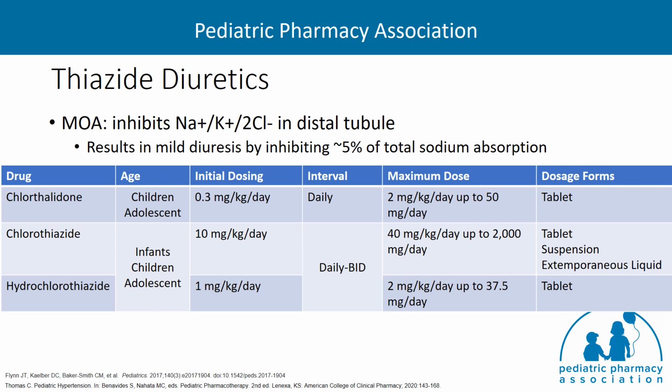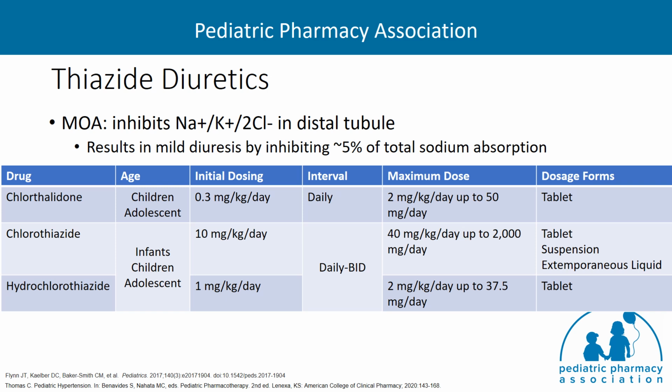Next, moving on to thiazide diuretics. So essentially, thiazides work in that nephron in that distal tubule, inhibiting the sodium chloride transporter. And there's mild diuresis, inhibits about 5% of total sodium absorption.